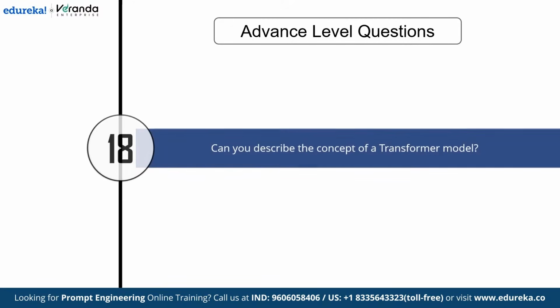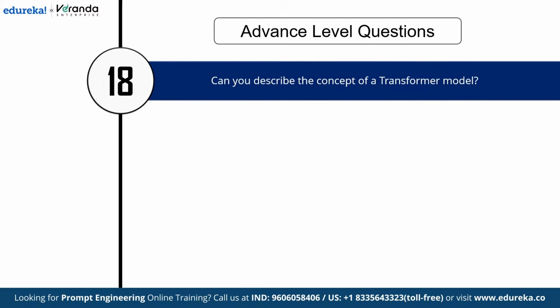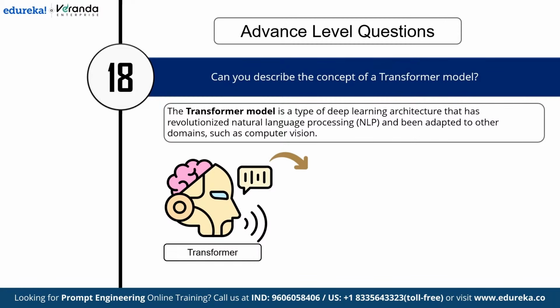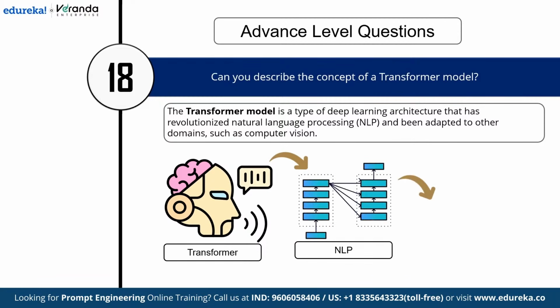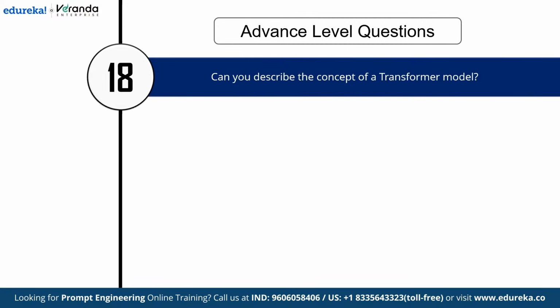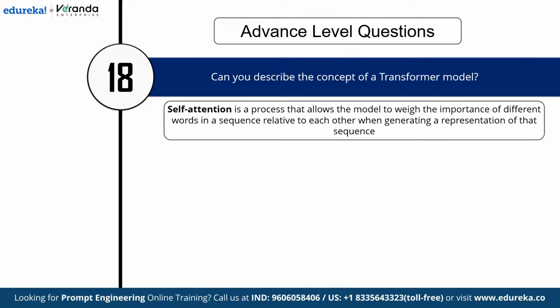Next question is, can you describe the concept of a transformer model? The transformer model is a type of deep learning architecture that has transformed the field of natural language processing and more recently has been adapted to other domains like computer vision. It was introduced in the paper Attention is All You Need in 2017. The transformer model moved away from traditional recurrent neural networks and convolutional neural networks by relying entirely on a mechanism called self-attention.